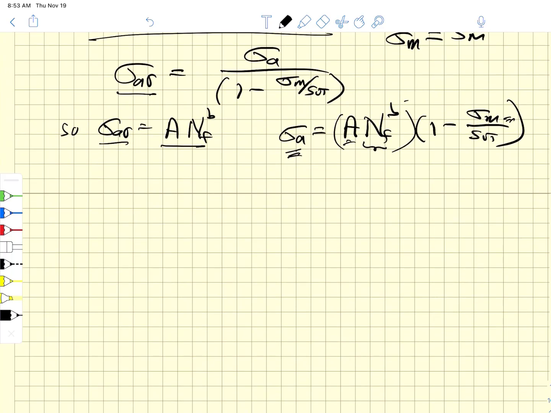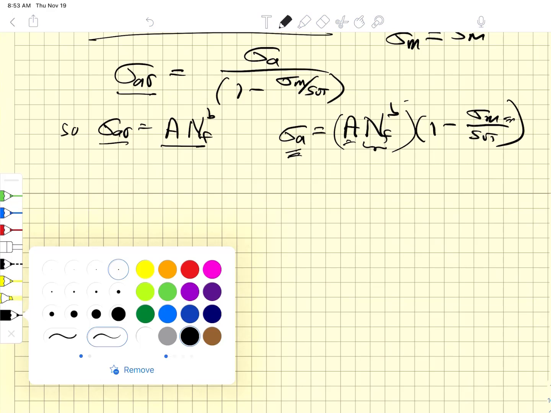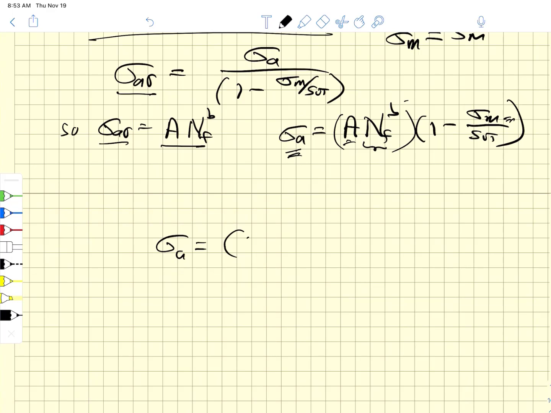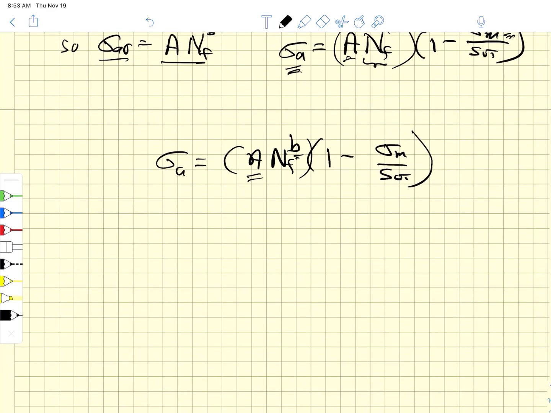If we look at this equation right here, our stress amplitude is A NF to the B times 1 minus the mean over the ultimate. We just have to find the fitting parameters A and B. How do we find those fitting parameters?